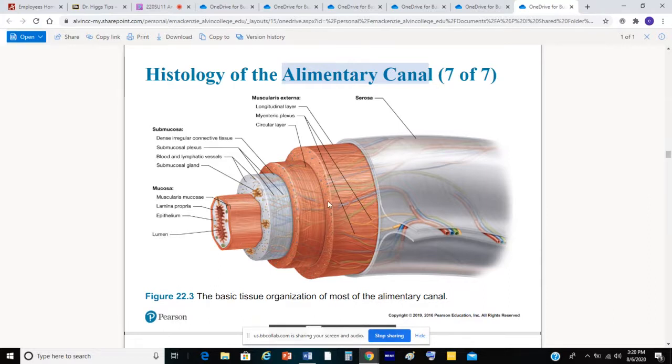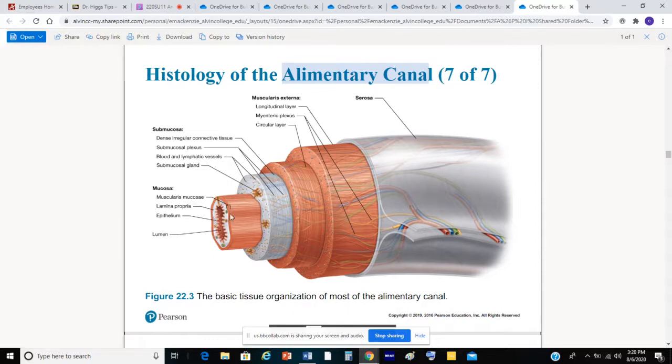You got to know your 4 layers in order, either from innermost layer to outermost or backwards from outermost to innermost. The innermost layer is called the mucosa. Move a little further out, you get to a layer of tissue called the submucosa. Keep moving more superficially, you get to another layer called the muscularis externa. This is a large layer of muscle. And then the outermost layer is your serosa, sometimes called the adventitia, depending on where you are.